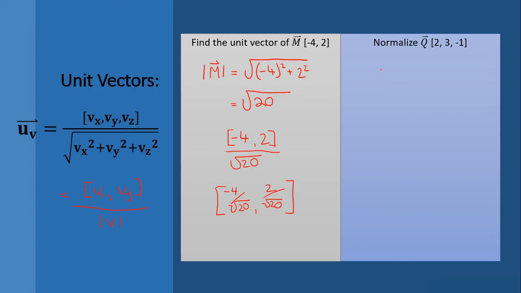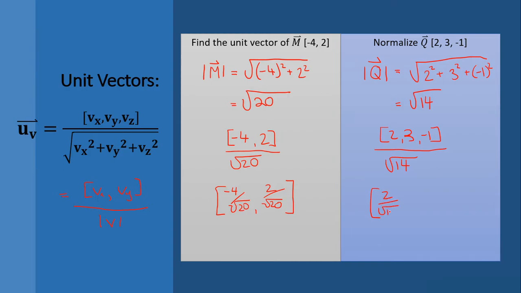Okay, so let's look at Q. Start by getting the size of Q. And it doesn't matter that we have 3 dimensions. Math is the same. Okay, so that's 4 plus 9 plus 1, root 14. And same thing. So the normalized vector is 2, 3, negative 1 over root 14. And this can sometimes be left out in front. It can be incorporated. Just look for the answer that has the same values.